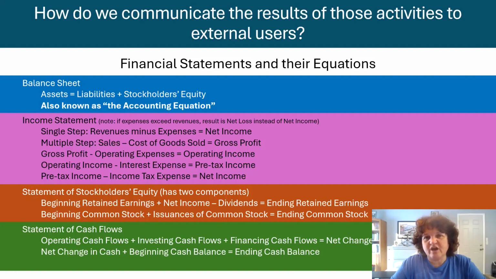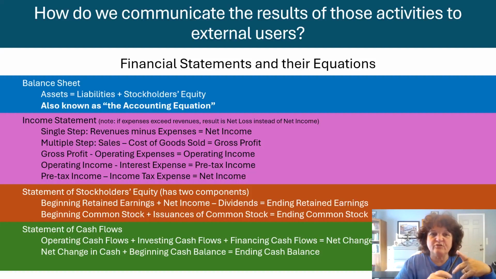Next, we have a statement of stockholders' equity. And the statement of stockholders' equity is made of two components, just as I mentioned earlier that stockholders' equity is made up of contributed capital and earned capital. So similarly, the statement of stockholders' equity has components that correspond to each of those categories. The first one is also sometimes shown separately and called a statement of retained earnings. And it simply says this is the earned capital portion of stockholders' equity.